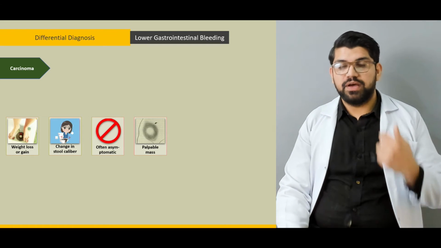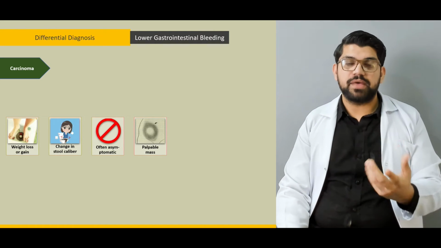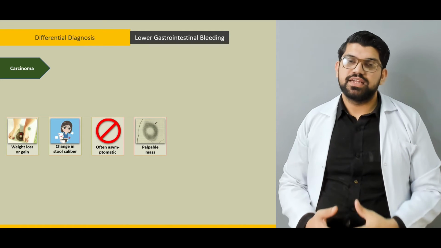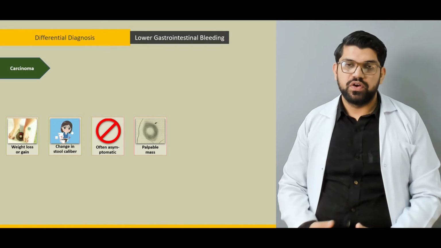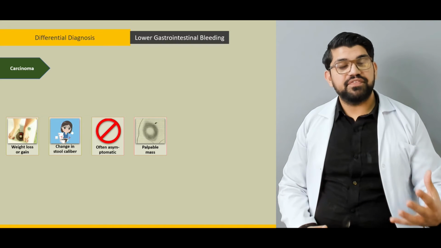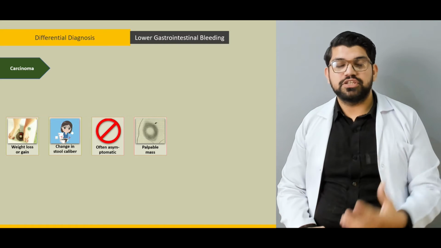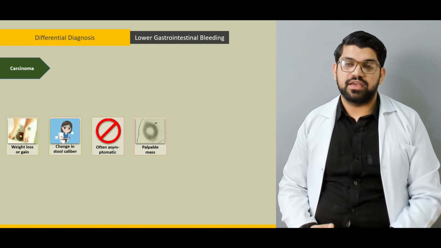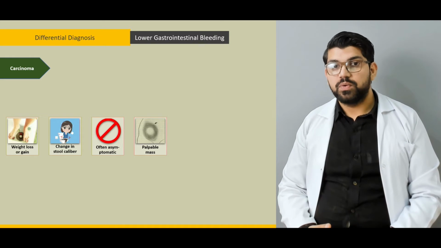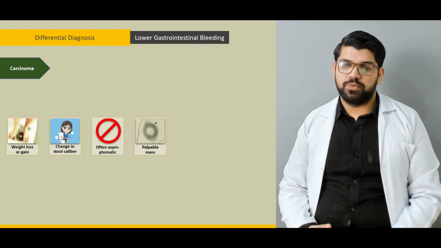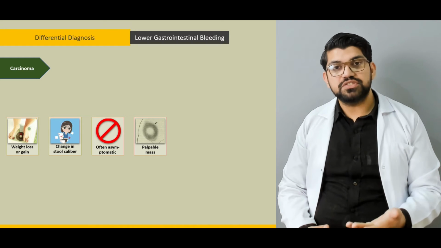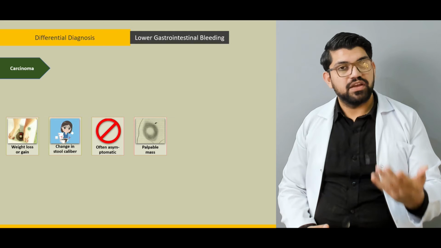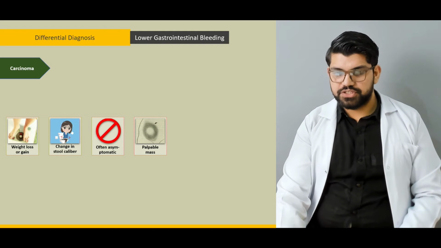Palpable mass. On abdominal examination, you may find an abdominal mass, a globular mass, a small mass, or a big mass that occupies a large portion of the abdomen. These are very, very helpful examination points that you need to understand and remember while examining patients. Do you suspect a carcinoma? So weight loss, change in stool caliber, patients often asymptomatic, any palpable masses, elderly age, think of carcinoma.